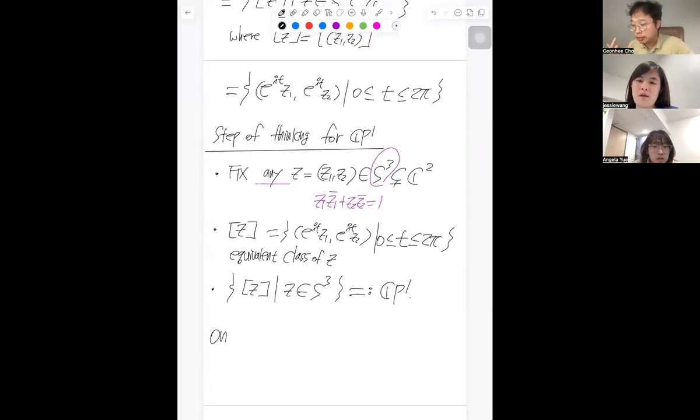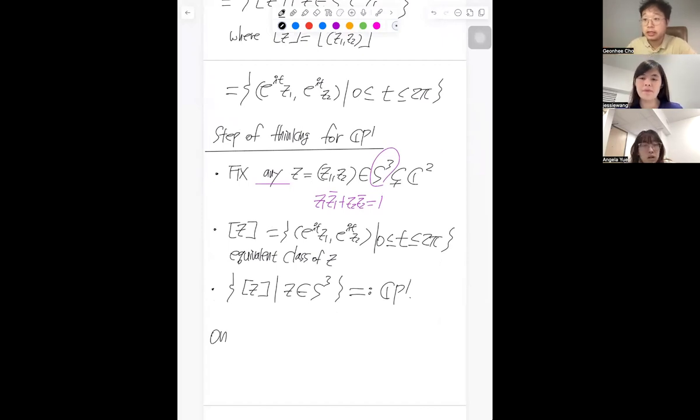If you explain the definition of CP1 to an audience, I recommend you follow these steps instead of just giving the equivalence relation and so on and so on. Don't do that. Just say, let's start from S3 in C2 and collect. Consider all of the elements in S3, or the unit vectors in C2, from the complex Hilbert space C2. Is that okay with you?